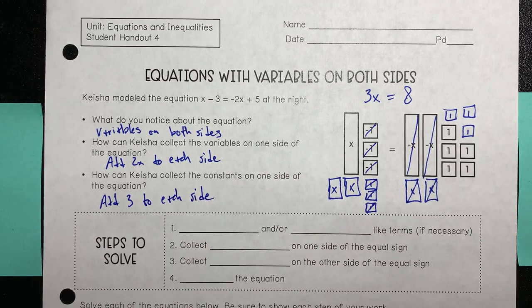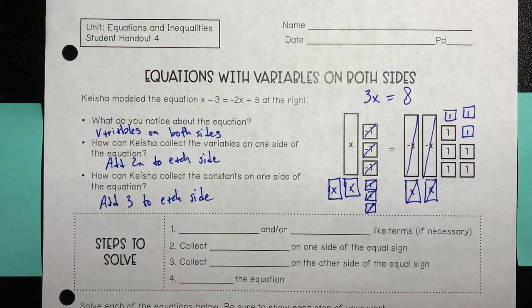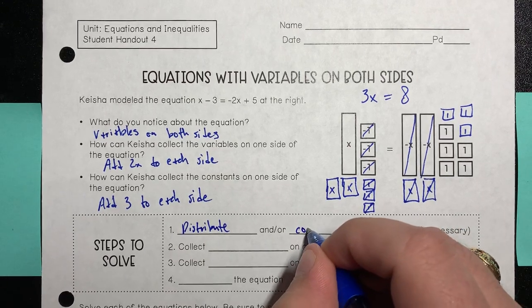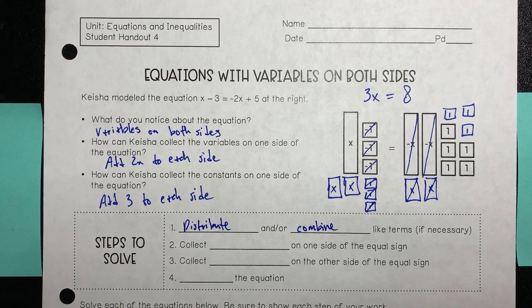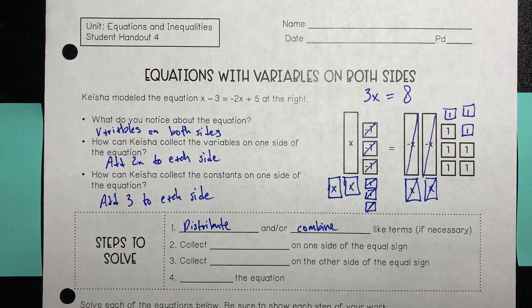So that kind of gives you the overview of how we're going to approach these problems. Going off of our notes, let's look at our steps to solve. First off, what we need to do is distribute and/or combine like terms if necessary. Just like we worked on at the very beginning of our school year, we've been working on collecting those like terms. Anytime you see constants on one side and/or variables on one side, if there's say 3x plus 5x, you can put those x's together, right?